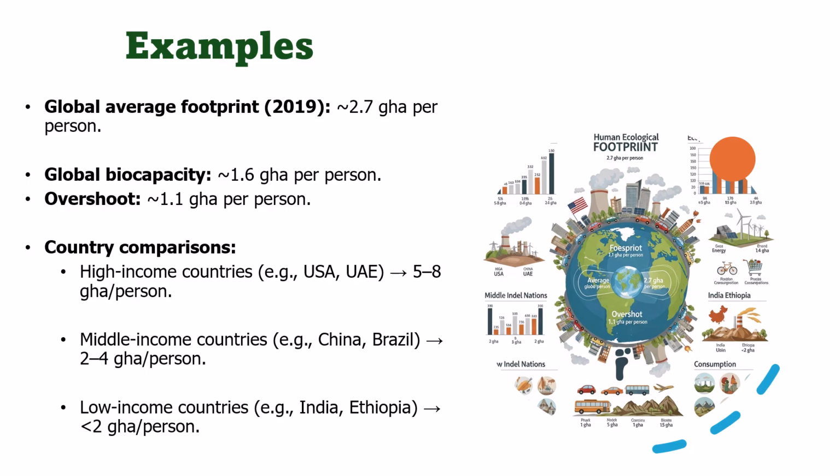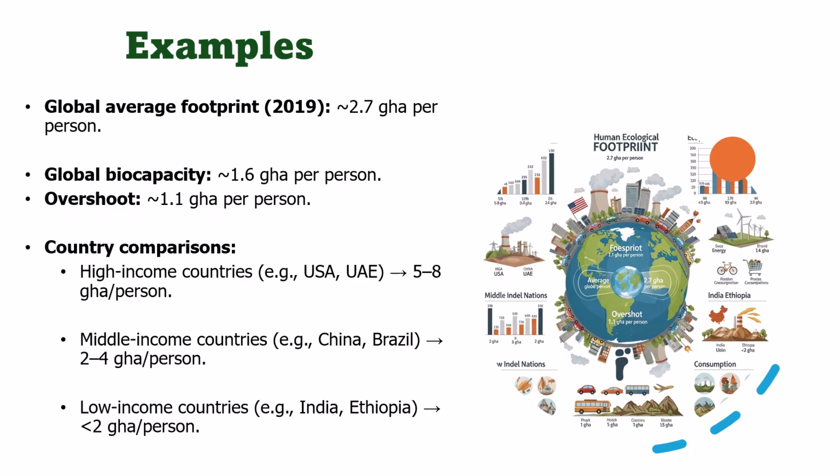In 2019, the global average footprint was about 2.7 global hectares per person. However, the planet's biocapacity was only about 1.6 global hectares per person. This gap is roughly 1.1 hectares, representing global overshoot, showing that humanity consumes far more than the Earth can regenerate.